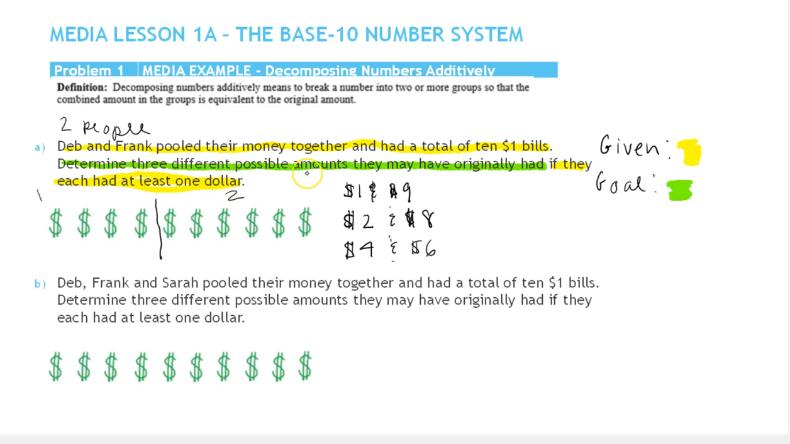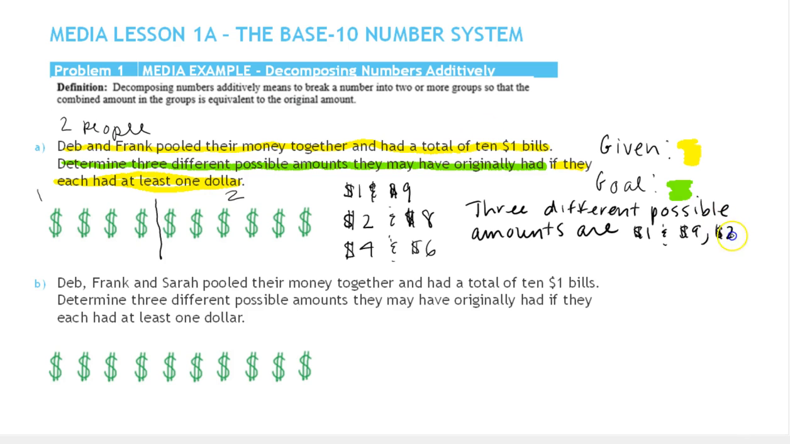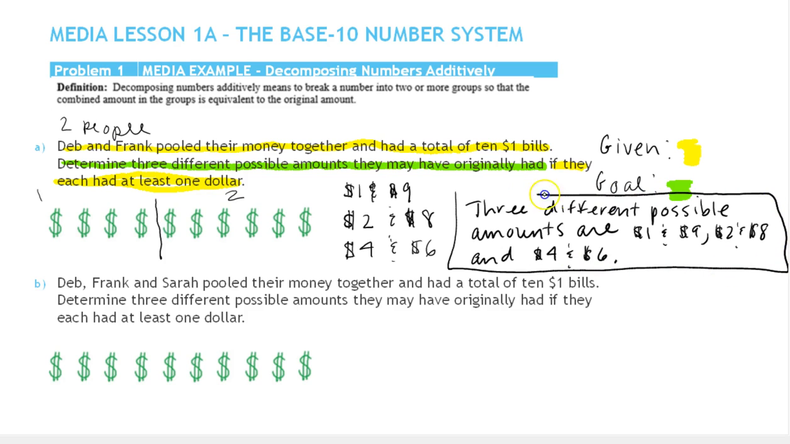So, using the goal, that's how you start your sentence. 3 different possible amounts are, and now I'm just going to list these, $1 and $9, $2 and $8, and $4 and $6. I'm just going to box my answers so that I know that's my final answer.